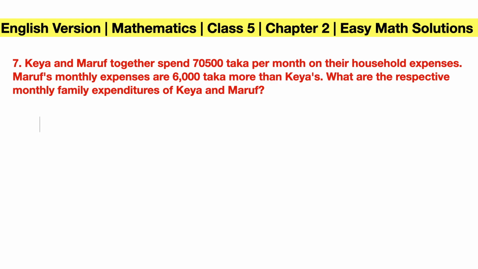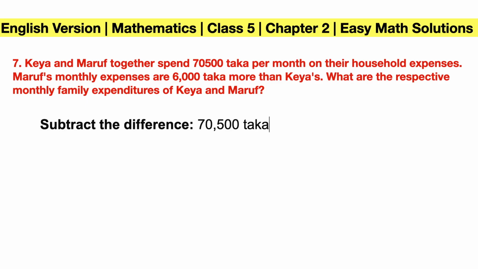Subtract the difference between Kia and Maruf. Then Maruf's expense is 6,000 taka extra. Then subtract the difference from 70,500. So 70,500 minus 6,000 is equal to 64,500 taka.